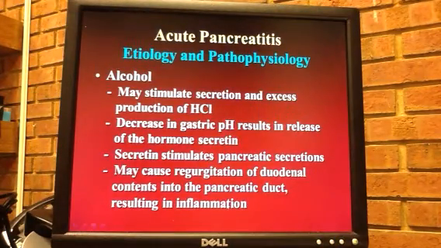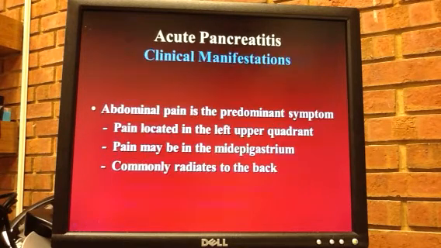Now just what alcohol has to do with it is not really clear, but it's thought that it may stimulate secretion and excess production of hydrochloric acid. That decrease in gastric pH can result in the release of the hormone called secretin, which stimulates pancreatic secretion. It can also cause regurgitation of duodenal contents into the pancreatic duct, resulting in inflammation. Again, it's not real clear what it is about the alcohol, but these are some of the things that are speculated, and a lot of research has gone into this.